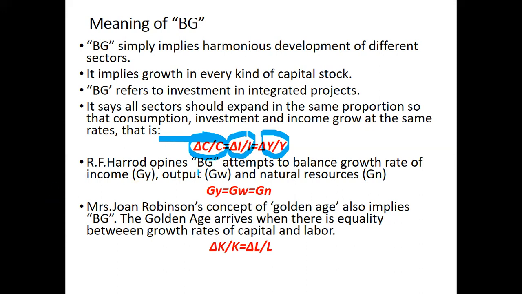R.F. Harrod opines balanced growth attempts to balance the growth rate of income, output, and natural sources. So you have an equilibrium where your income growth rate is equal to the output growth rate, which is equal to the natural growth rate. Mrs. Joan Robinson's concept of golden age also implies balanced growth. That's a situation where the rate of growth of capital, delta K upon K, is equal to the rate of growth of labor. These are different ways of expressing the balanced growth strategy.